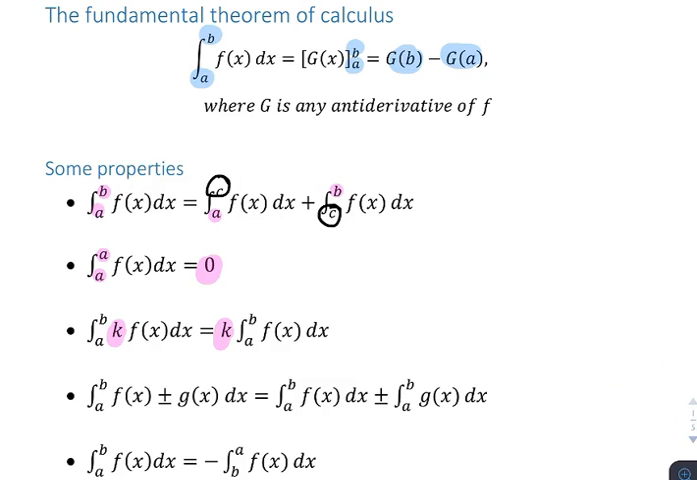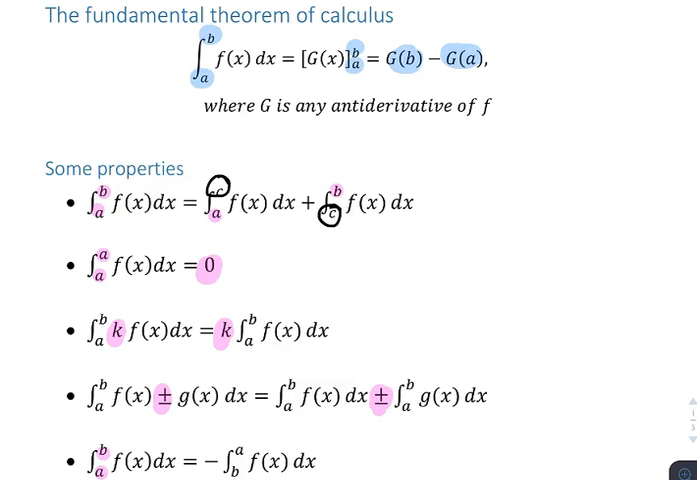The next property says that you can actually split it. So you can split a function which is added or subtracted, so the integral of f of x plus or minus g of x can be split into an integral for f of x plus or minus an integral for g of x. So do them separately. We have already done this property, but just be aware that you can still do that.